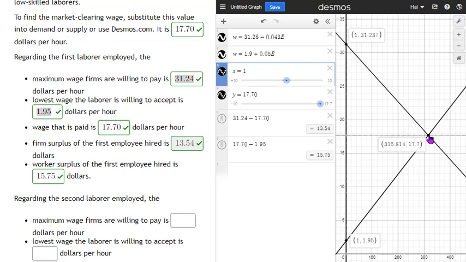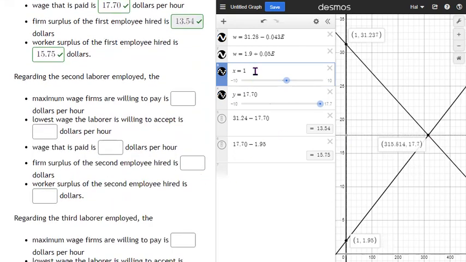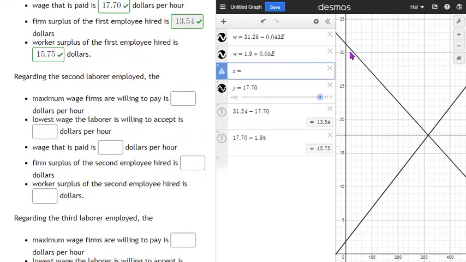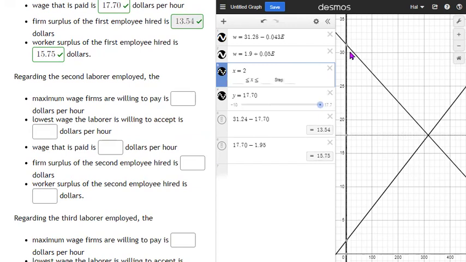A cup sinks if you throw it in the lake. A sponge floats if you throw it in the lake. A human, if you throw it in the lake, has to decide whether it's going to sink or swim, right? So I think you've got to make sure you understand those differences between product markets and labor markets, right? Okay, we'll move on to the second laborer. We're going to change X to equal 2. So X is equal to 2, right?